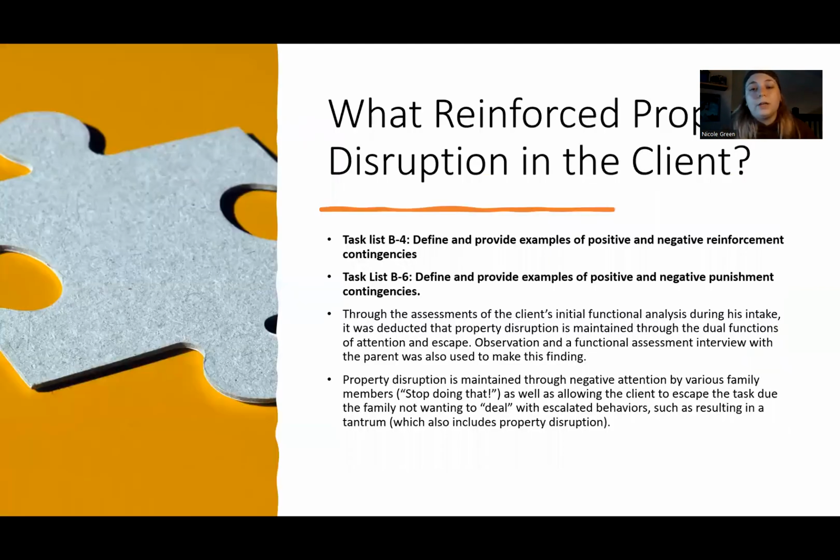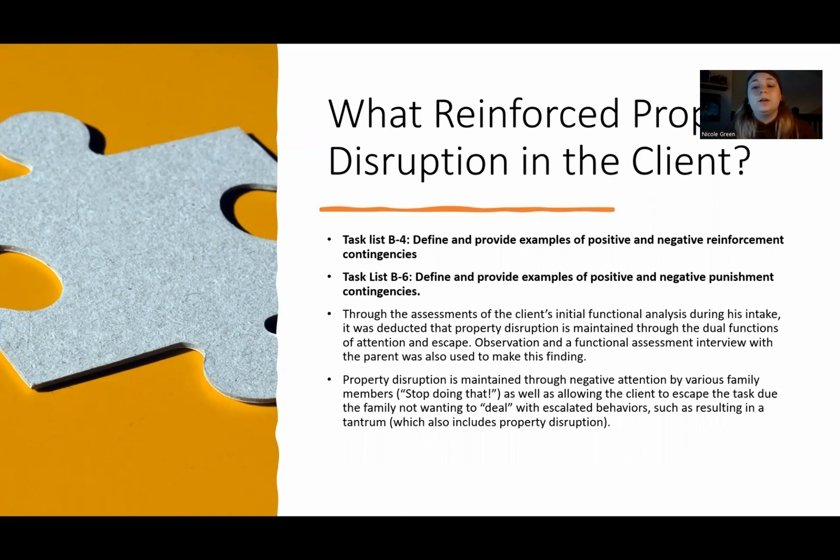What reinforces property disruption in the client? We're going to be going over task list B4, define and provide examples of positive and negative reinforcement contingencies, as well as task list B6, define and provide examples of positive and negative punishment contingencies. Through the assessment of the client's initial functional analysis during his intake, it was deduced that property disruption is maintained through the dual functions of attention and escape.